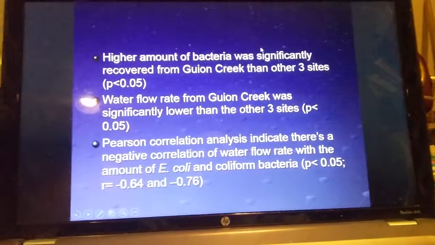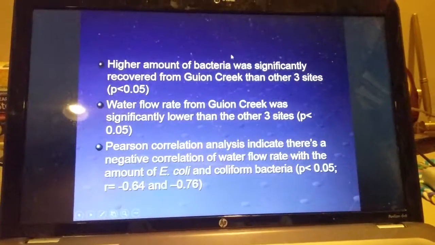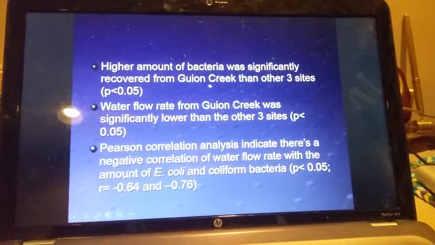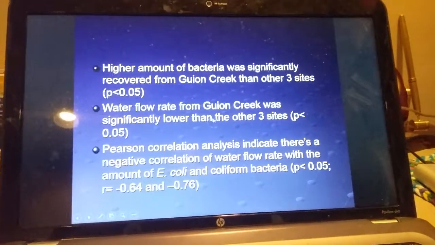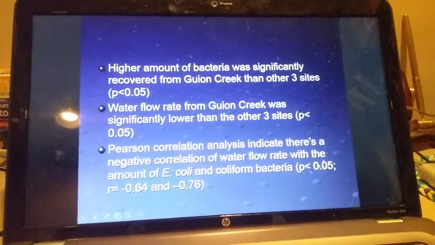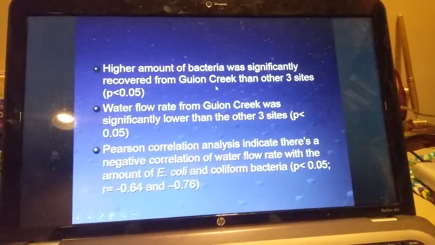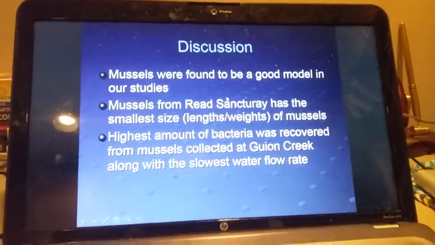So at the end, they conclude something. They conclude what? They found a lot of bacteria in that Guyang Creek. Also, the water flow rate was the lowest. They do some relationship, they found out they have pretty good correlation.